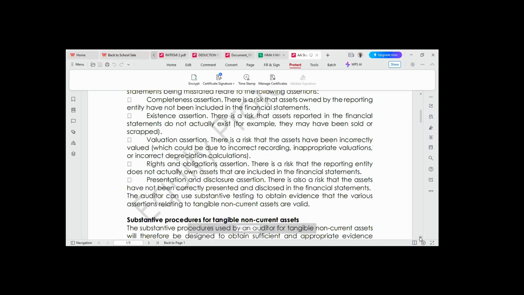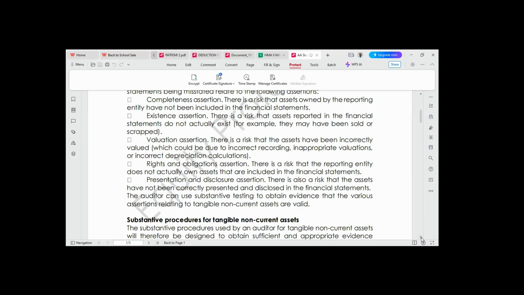The auditor will use what? Substantive procedures to obtain evidence that the various assertions relating to tangible non-current assets are valid. Because this actually relates to presentation and disclosure, that is the notes to the accounts, to be sure that the notes to the accounts contain the necessary information that will lead to what? The understandability or comprehension of the information contained in the financial statements. So those are the principal risks that can lead to misstatement in the non-current assets.